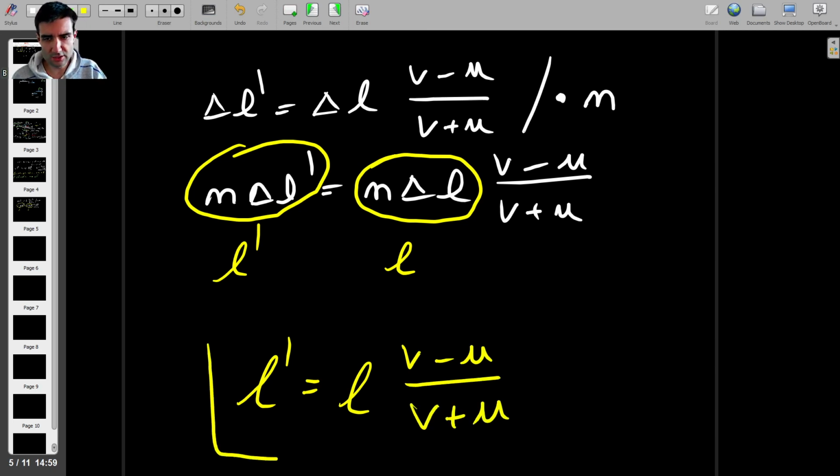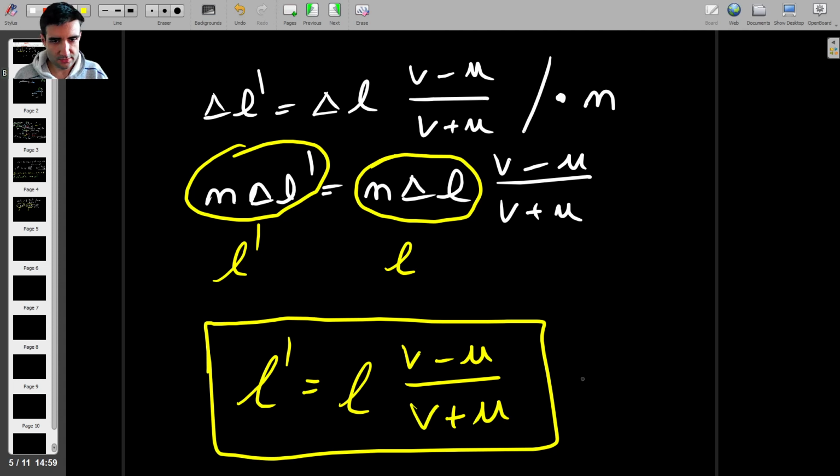As you can tell, this value is less than L. So the final length of the athletes after they encounter the coach is going to be less than their original length. As an extra task, you can try to understand and figure out why that's the case. But that's the end of the question.